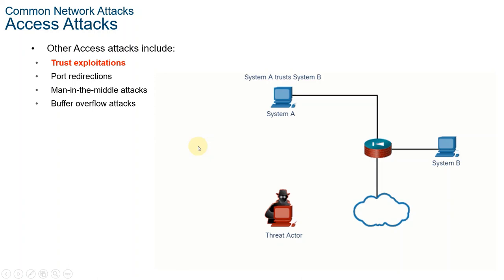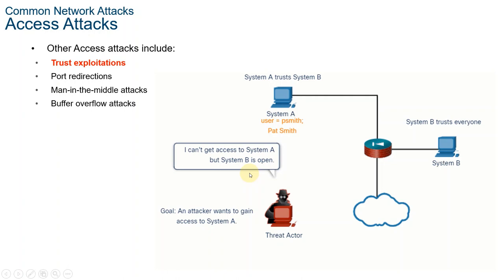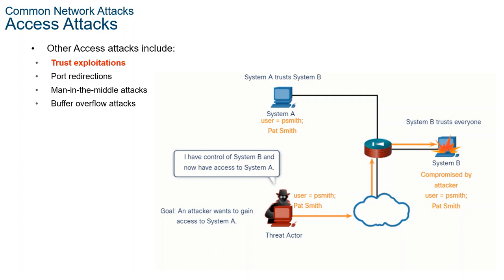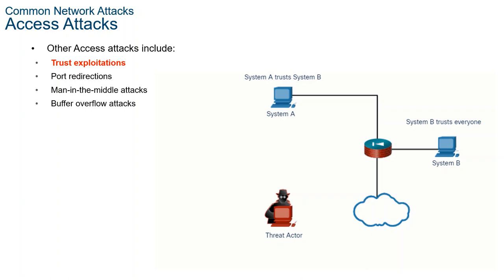Okay, so let's take the other attacks, which includes trust exploitation. Now, in a trust exploitation attack, a threat actor uses unauthorized privileges to gain access to the system, possibly compromising the target. Take note of this figure. Refer to the figure to view an example of trust exploitation.